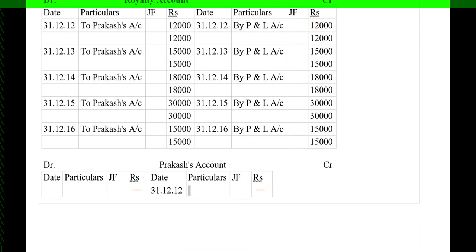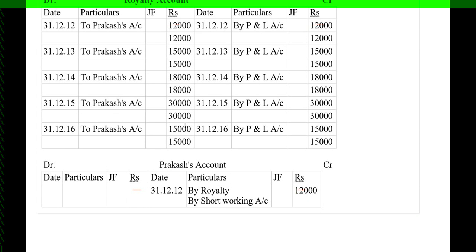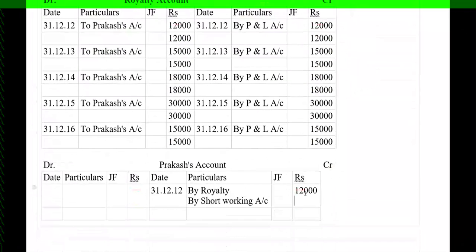So when the royalty is payable, then the entry will be royalty account debit, short working account debit to Prakash account. So Prakash account is credited by royalty, then by short working account. So here the royalty is rupees 12,000. Royalty account here it is 12,000. Then whereas the short working is in the first year, it is rupees 8,000.